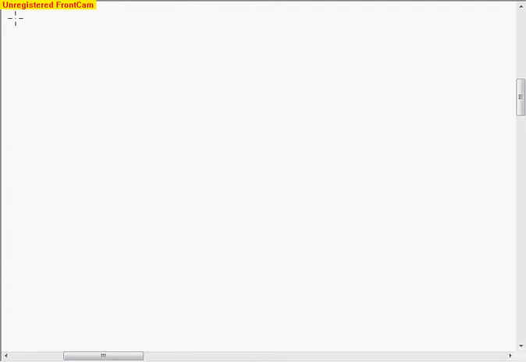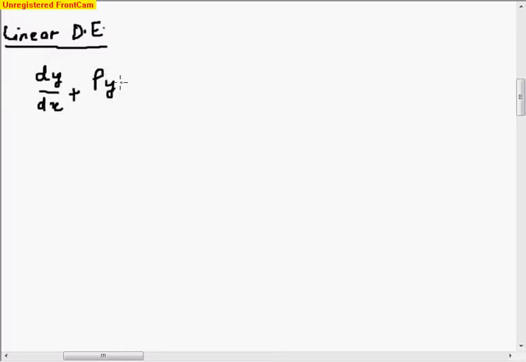We will start with linear differential equations. You already know the definition of a linear differential equation. We can always put a linear differential equation in this form: dy by dx plus py is equal to q, where p and q are functions of x. This thing you can always do for a linear differential equation, right?